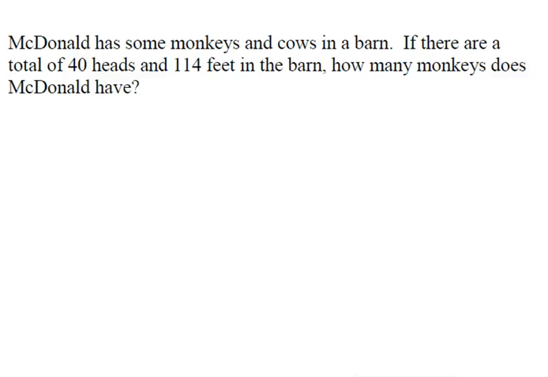This is an example of how to solve a word problem using a system of equations. There are some other techniques for solving this problem, but we're going to use a system of equations to solve it, as that's our focus.